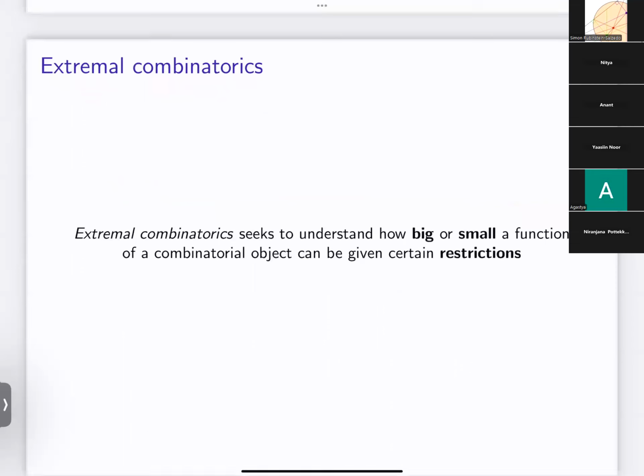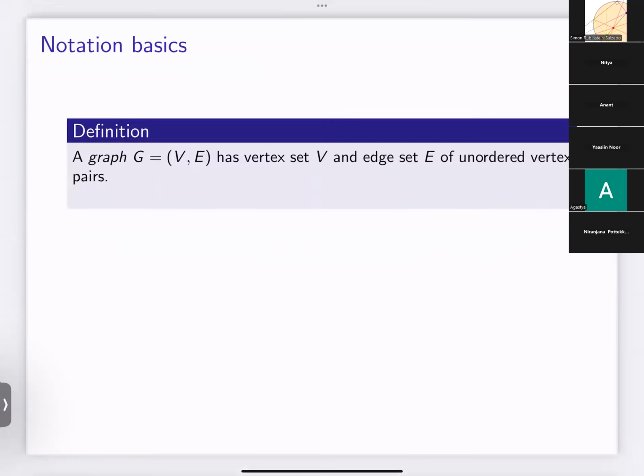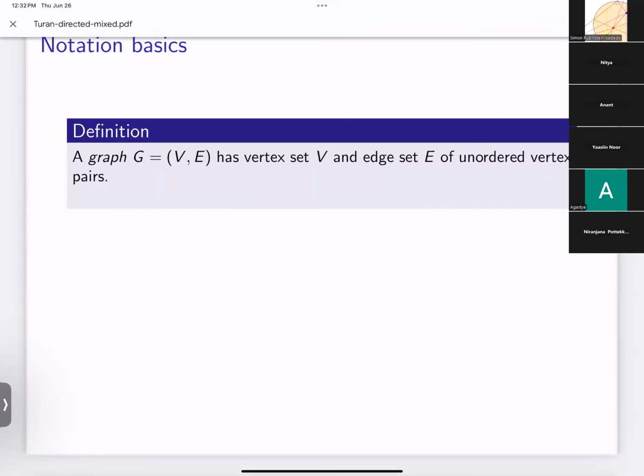Okay, so to maybe get started, the area I'm going to talk about today is extremal graph theory, which I'll give a brief introduction to. So extremal combinatorics is an area of combinatorics as a whole, where we're trying to understand how big or how small some function of a combinatorial object can be given certain restrictions. Now, this kind of sounds pretty vague, so maybe we'll immediately jump into the specific application of this kind of question that we'll study today, which is a problem or a class of problems on graphs.